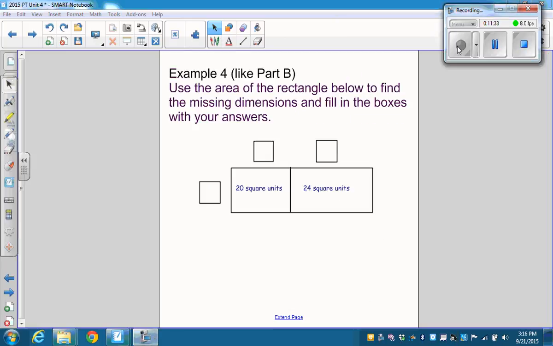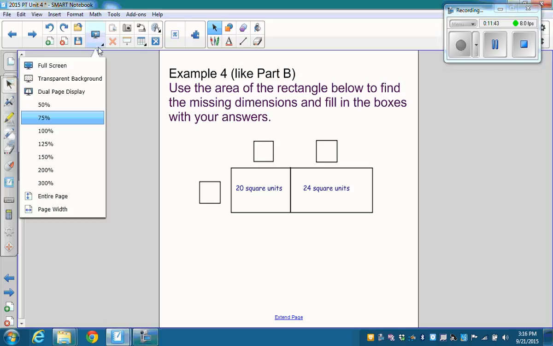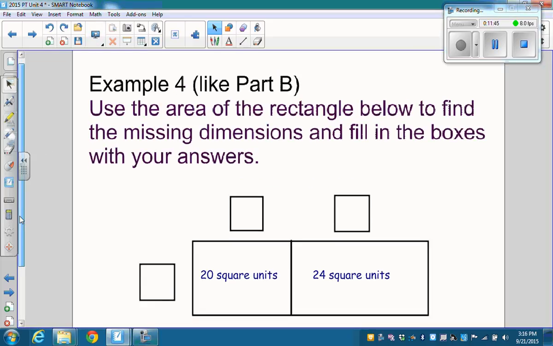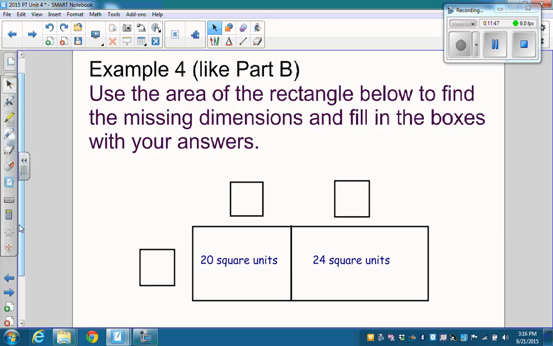So another problem that you have, a different type of problem, is where you have to go backwards. Anderson, what do you think that looks like in this picture? What do I mean by going backwards? So I'm going to use the area of the rectangle below, the whole rectangle or the small rectangles in it, and I'm going to find the missing dimensions and fill in the boxes with my answers.